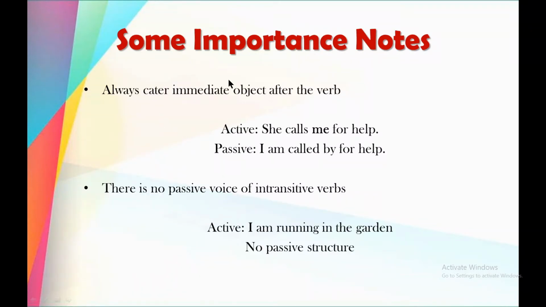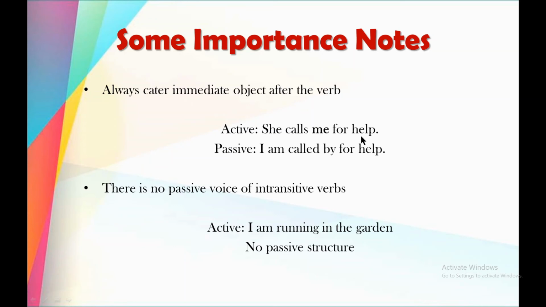And now some important notes. This is important since I have realized you have many more questions. You may have confusion in changing the voice. My dear students, there's one exceptional case. There's a sentence, always an examiner tests you through this. She calls me for help. Now you are looking at the sentence, she calls me for help. There are 2 objects, me and for help.